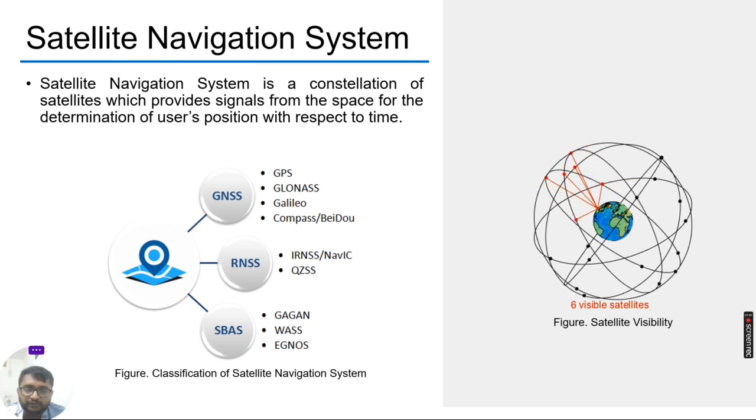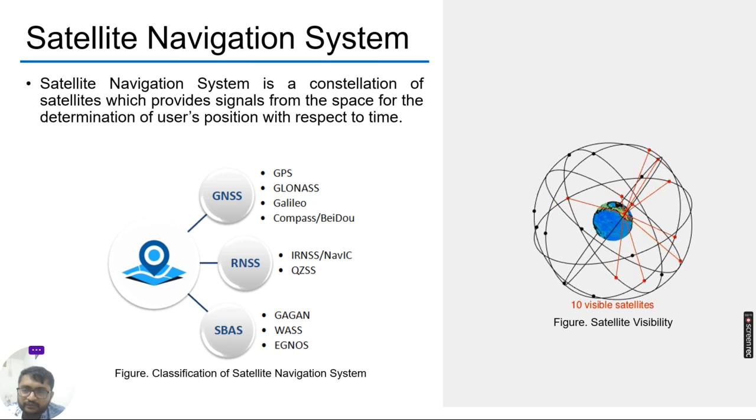Here, as you can see on the right hand side of the slide, so many constellations are there, and you can see so many satellites moving in space. And on the ground, we can see at a time how many satellites are visible. That is being shown by the red color.